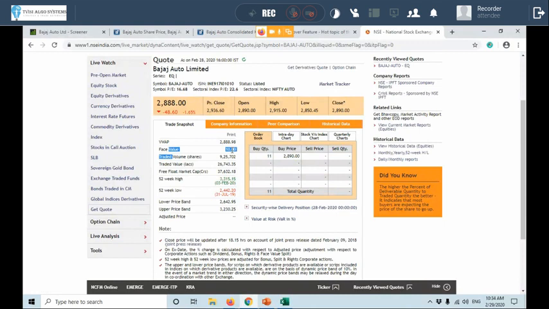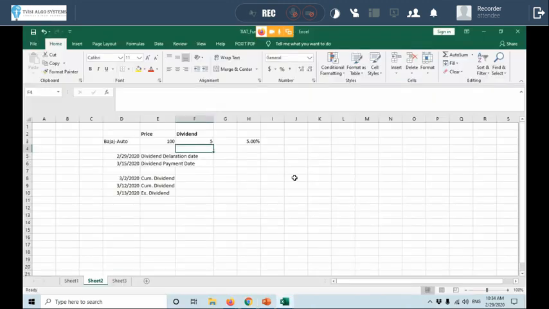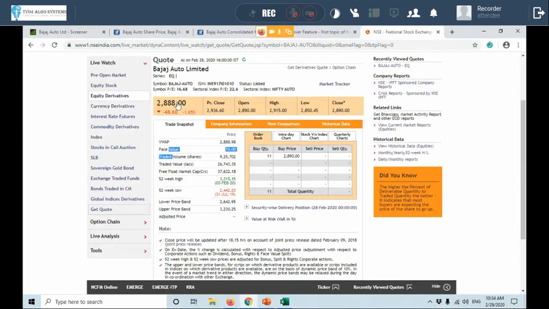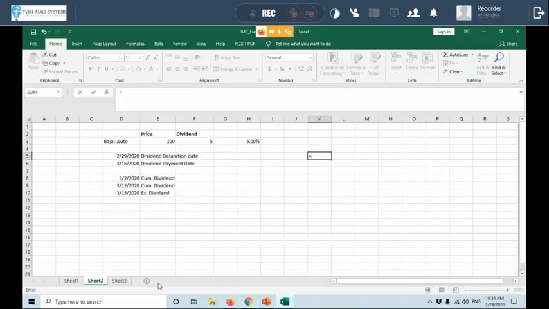So what will be the impact on the share price? It will be similarly divided. Your share price will also be split into 5. If the current share price is 2,888, the new share price will be 2,888 divided by 5, approximately 578 rupees. This is the new market price of Bajaj Auto if they do a stock split.